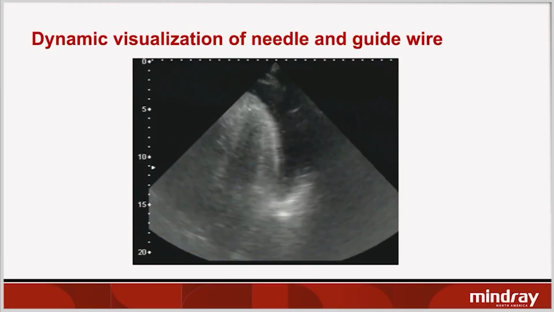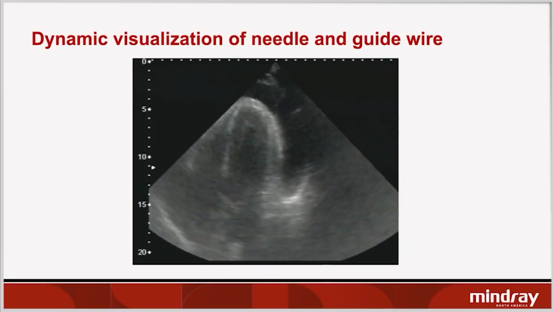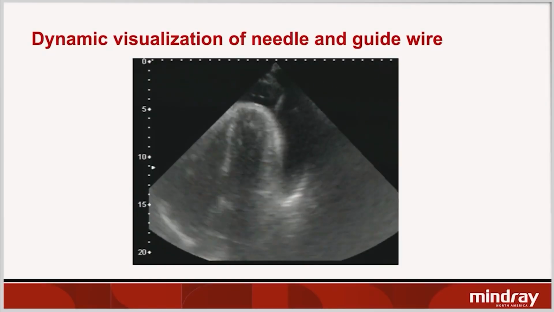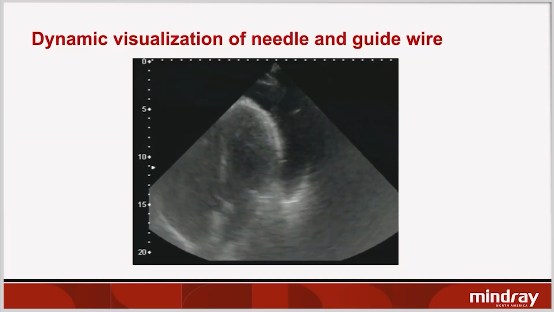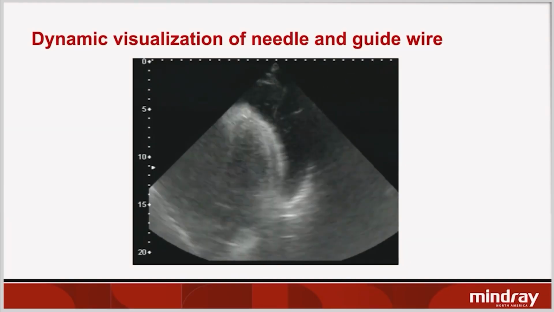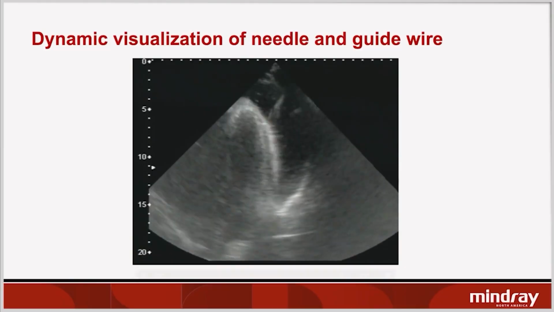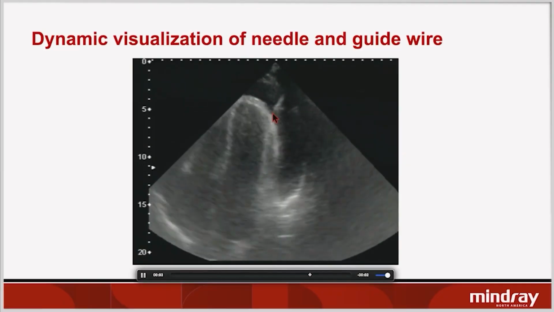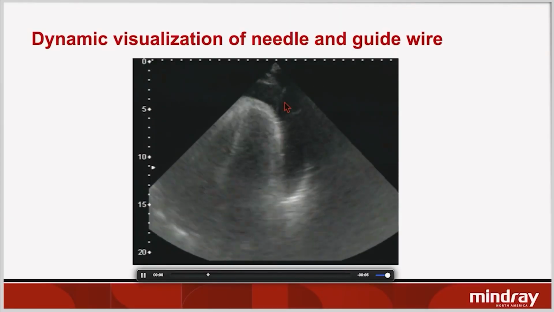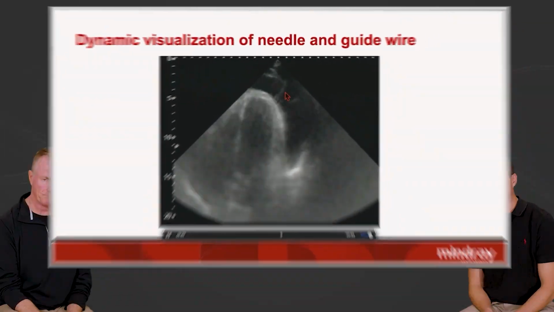Here's an example of a wire going in a similar position. They're at the apex, aiming down next to the heart into the effusion, and then the needle is already out here, and the wire is right there. You can see it going in there, right there. So your catheter is going to get in the right place.